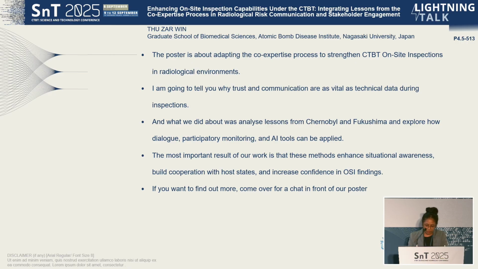So in this poster, I will be talking about adapting that process, so-called cooperation between experts and stakeholders, to strengthen the CTBT on-site inspection in a radiological environment. And I am also going to tell you why trust and communication are as vital as technical data during inspection.